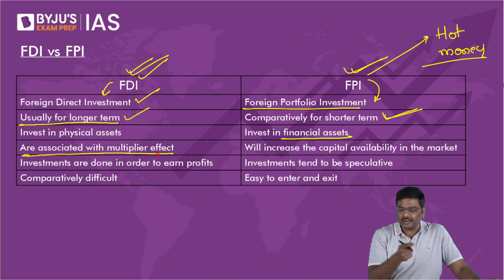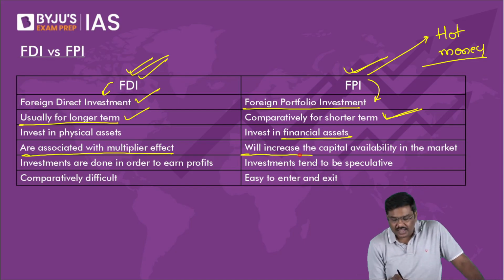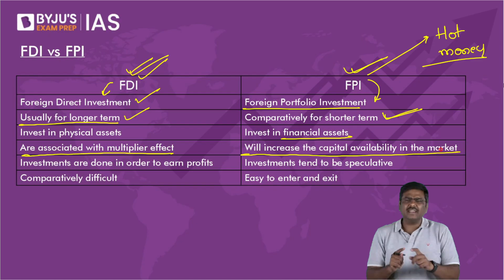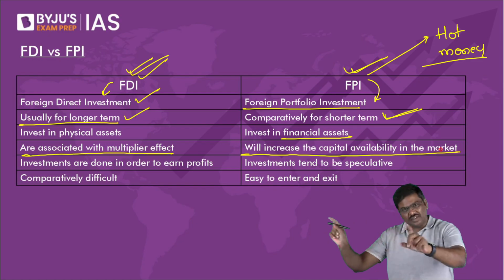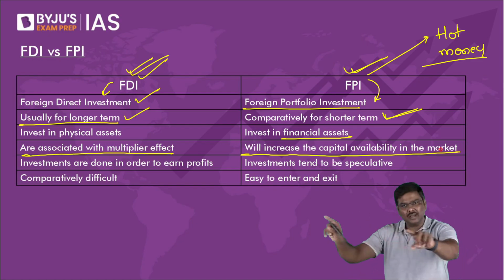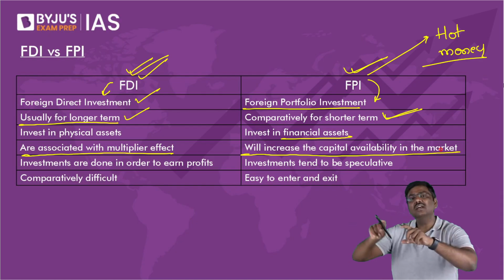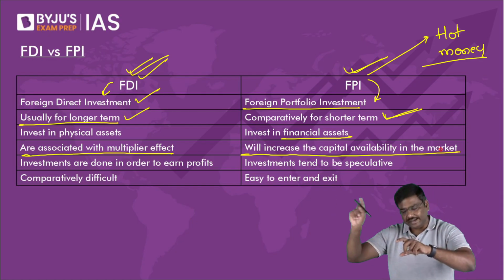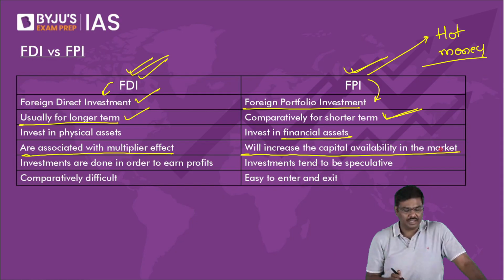FDI is associated with multiplier effect. Whereas FPI will basically increase the amount of money that is available in the market. How much money is there in the bond market? It will increase. How much money is there in the stock market? It will increase. That's the role of FPI.